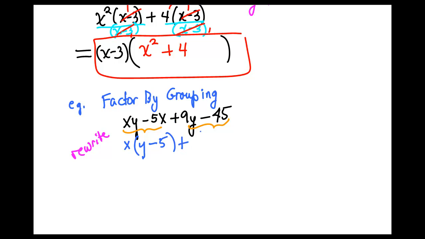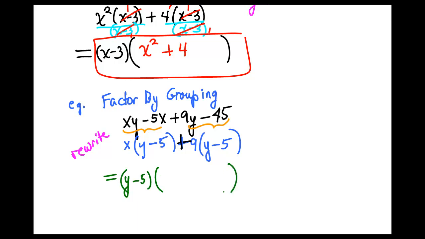Now I look between 9y and negative 45. What's common to both is 9. And so you can kind of look and see 9y divided by 9 is y. Negative 45 divided by 9 is negative 5. It is not factored. It's a rewrite because of this plus in between. Now I'm ready to do the factoring by factoring out the greatest common factor. And what's common to both of these on either side of the plus is y minus 5.